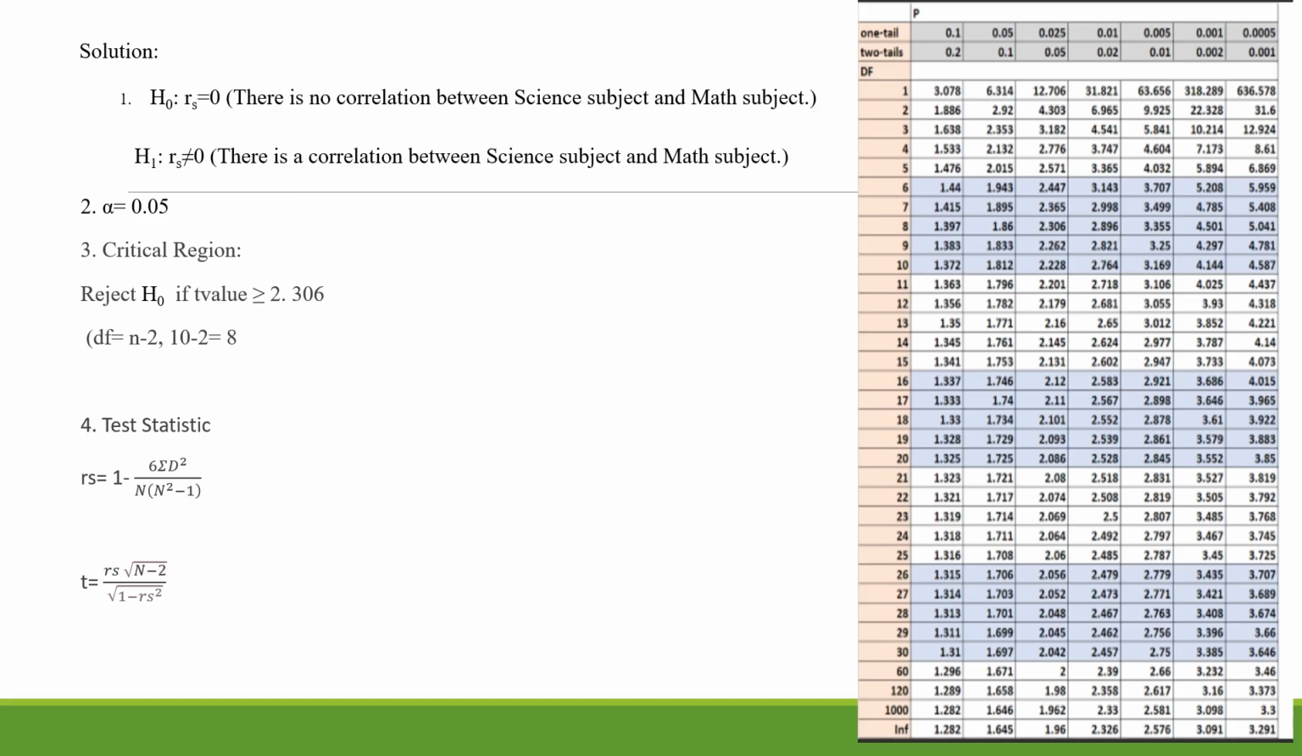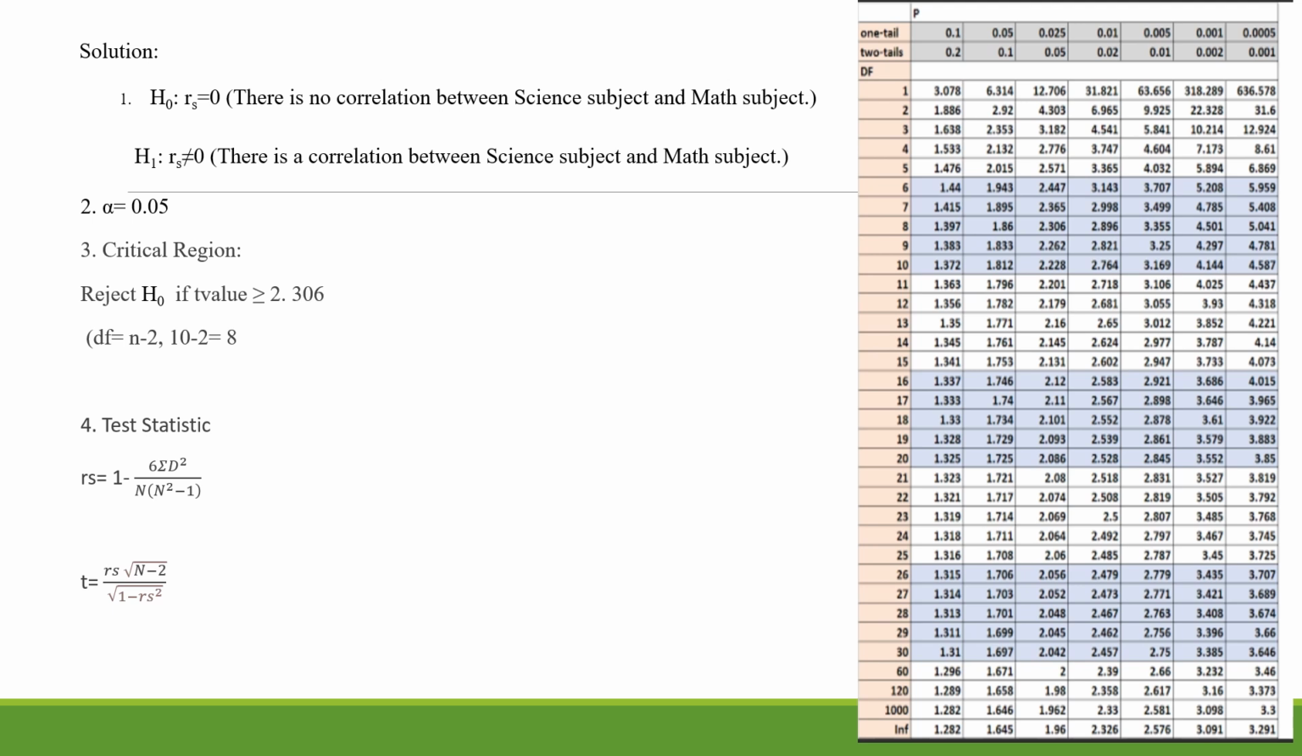Okay, for the solution, we will use the 7 steps in solving the Spearman rank correlation. First, number 1, we need to state our null hypothesis and alternative hypothesis. For the null hypothesis, we have H0: RS is equal to 0. And if we were to write that in a statement, it becomes: there is no correlation between science subject and math subject.